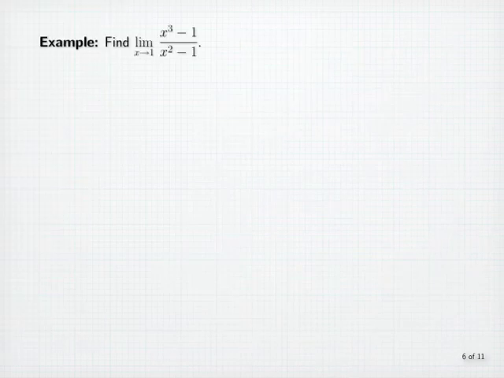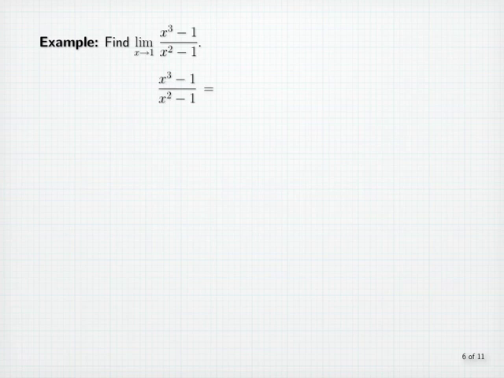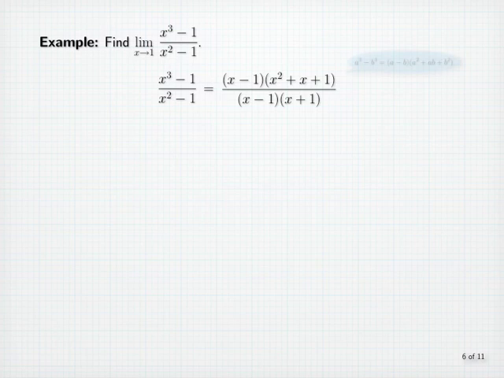Example. Let's find the limit as x approaches 1 of x cubed minus 1 divided by x squared minus 1. The first thing we'll do is try to simplify the function. To do that, we'll first factor the numerator and denominator. Using a formula for factoring the difference of cubes, the numerator becomes x minus 1 times x squared plus x plus 1, and factoring the denominator gives us x minus 1 times x plus 1. We can now cancel the x minus 1 factor from the numerator and denominator.